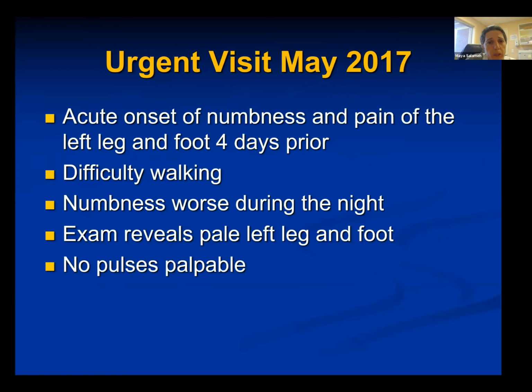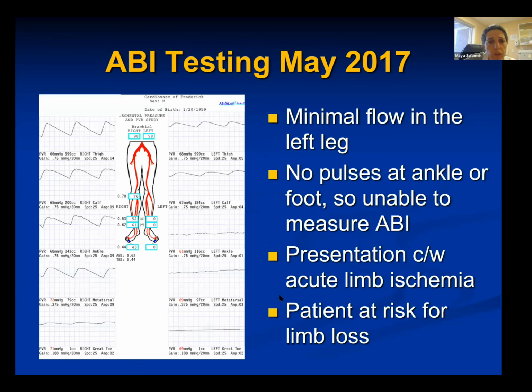About 6 months after the second intervention on his stent, he presented for an urgent visit with symptoms of acute pain and numbness in the left leg and foot. He actually limped into the clinic, and on exam, he was found to have a pale left leg and foot and non-palpable pulses. This was his ABI testing, which basically showed non-dopplerable pulses in the left leg and no flow with the PVR tracing. So this is a presentation consistent with acute limb ischemia.